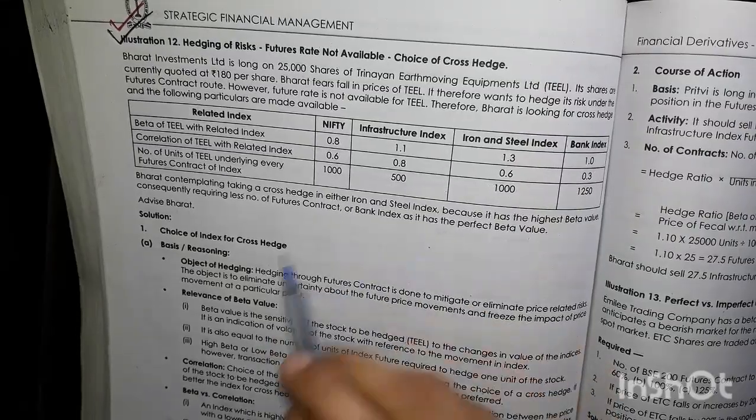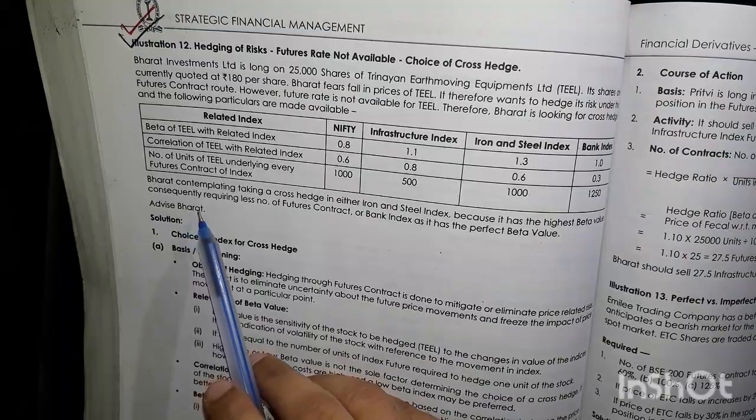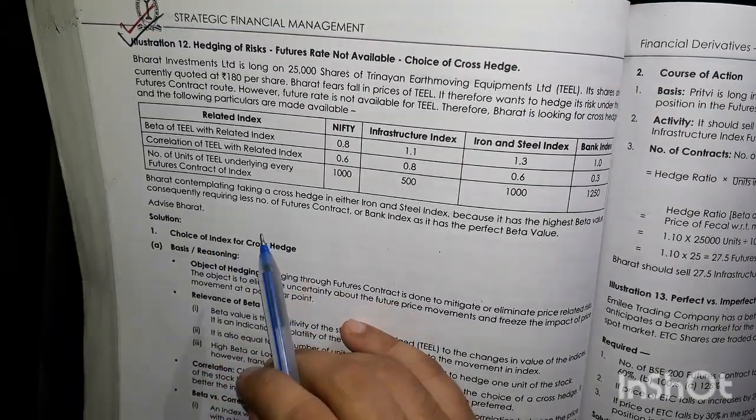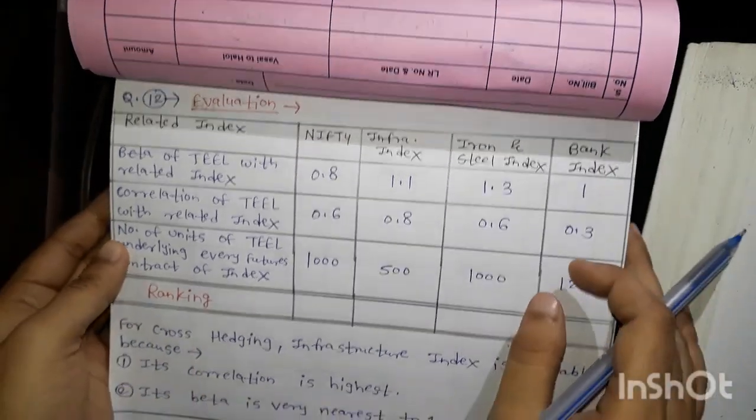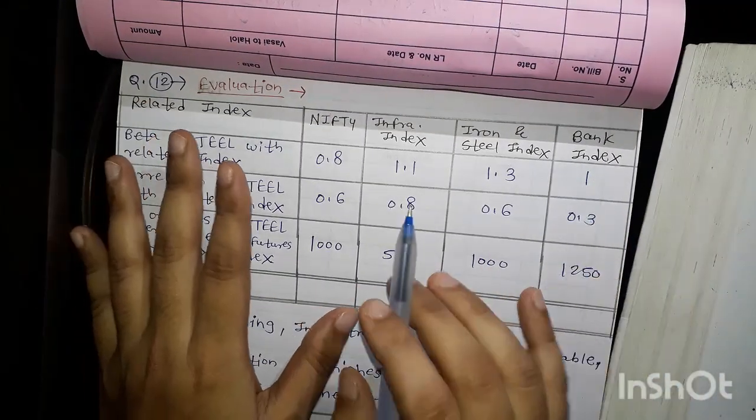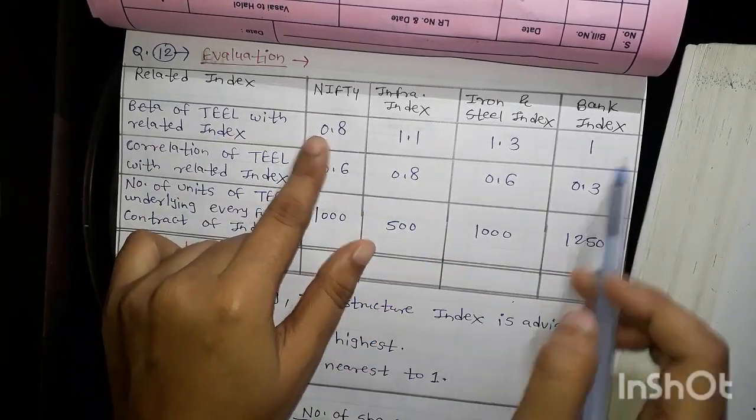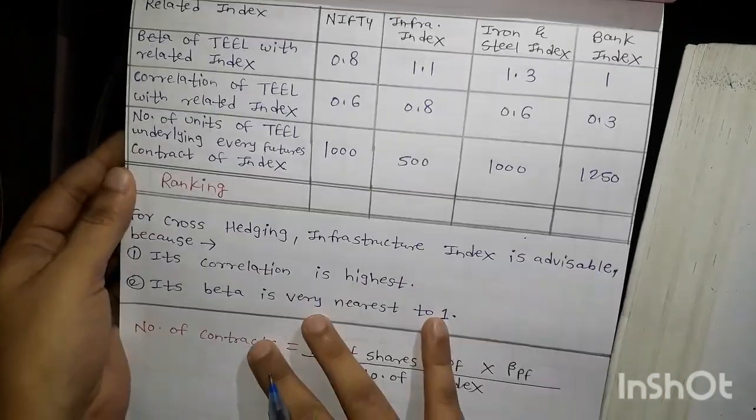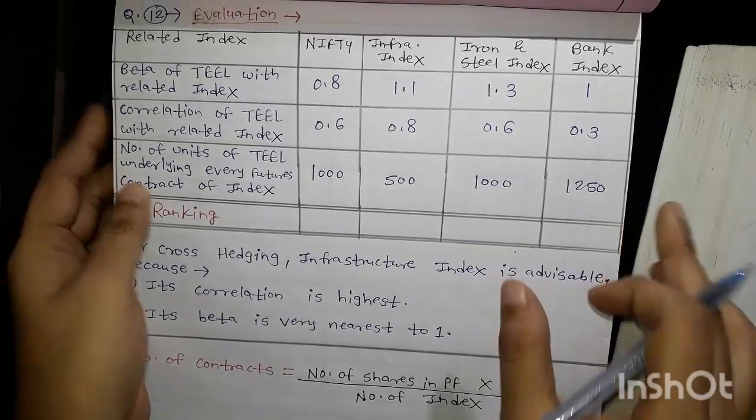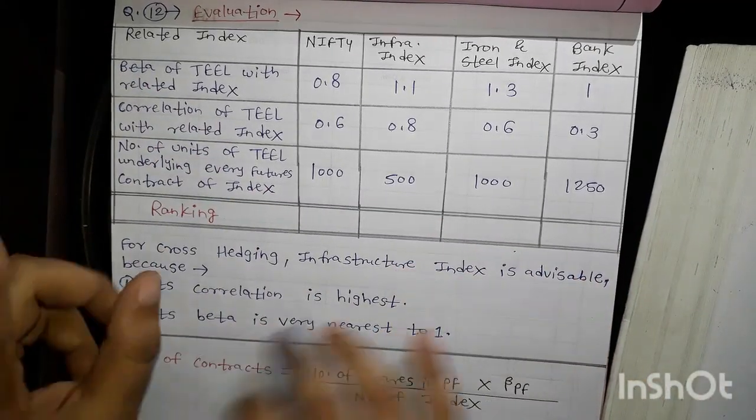Okay, but we will analyze this data and advise Bharat Investment Limited. So let's start. See, I have just written the data given in the question. First of all, this is the beta; here correlations are given and the number of units are given. First of all, we will do the ranking. This is a very small question. Ranking is done on two bases.